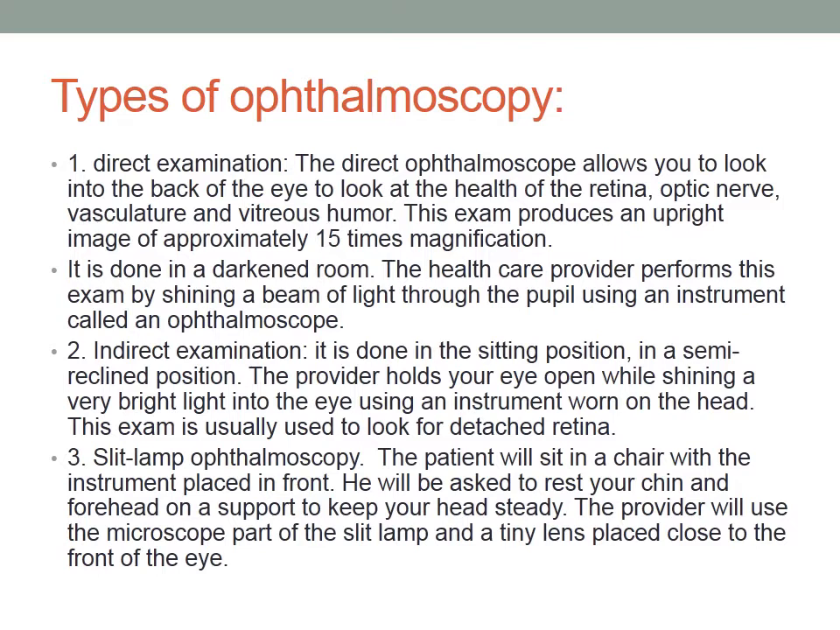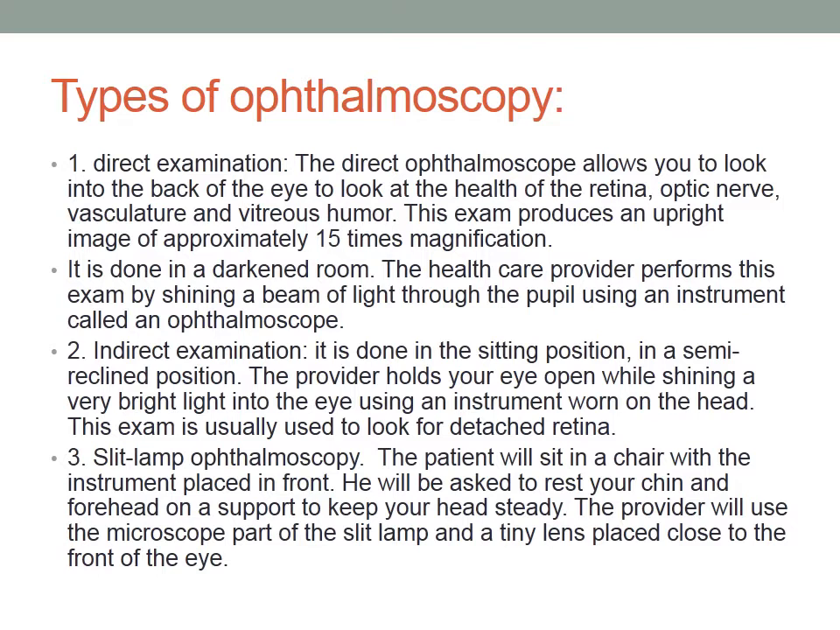The healthcare provider performs this exam by shining a beam of light through the pupil using an instrument called the ophthalmoscope. In indirect examination, it is done in the sitting or a semi-reclined position of the patient. The provider holds the eye open while shining a very bright light into the eye using an instrument worn on the head. This examination is usually used to look for detached retina.